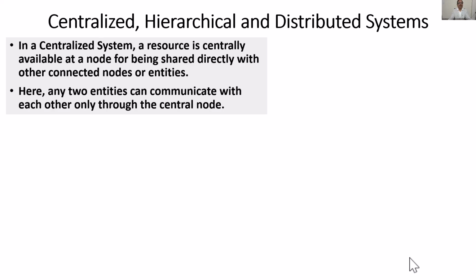Centralized, hierarchical, and distributed systems. In a centralized system, a resource is centrally available at a node for being shared across its other connected nodes or entities. Here, any two entities can communicate. In the diagram, you can see there is a central node, and any two nodes can communicate only through the central node.